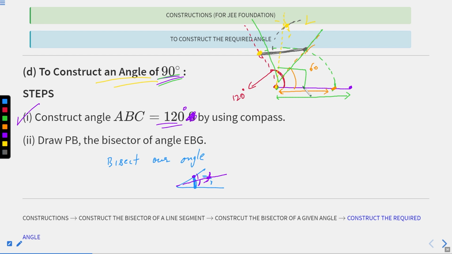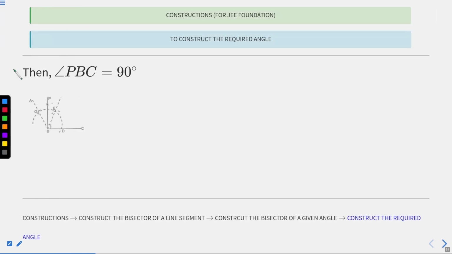So if you use the protractor here, you will find out that this angle is precisely the 90 degree. I am using the word precisely, not exactly the 90 degree, because the construction may have errors. Okay, now let's move. So this is our final representation.